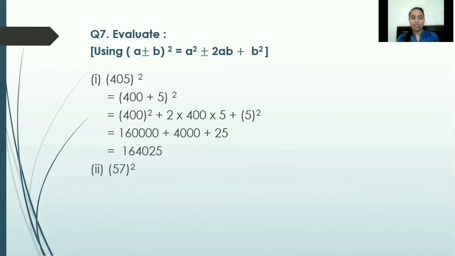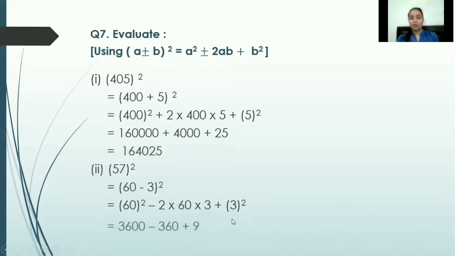Next is 57 squared. Okay, the closest 10 is 60. So 60 - 3 we can do, right? Now open it. We have just used the (a - b) whole square, a² - 2ab + b². Just open it, open their squares, add them, subtract them, and you will get your answer. Okay. Now the next question.